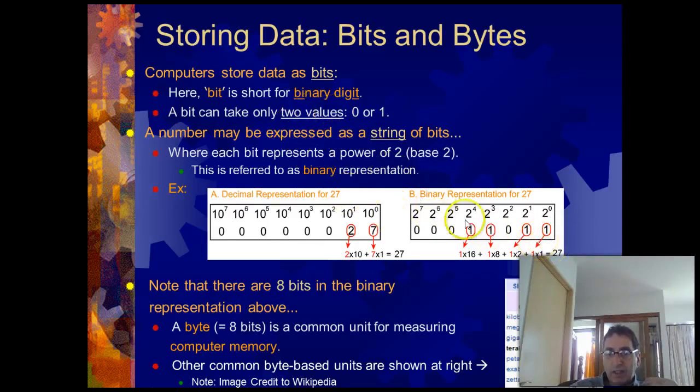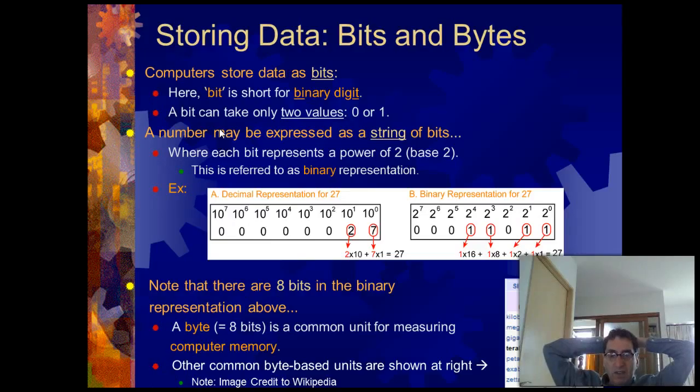Okay, and these are called bits. Something that is expressed as either a 0 or 1 is called a bit. So computers store data as bits. Here, bit is short for binary digit. A bit can take only two values, 0 or 1. So we saw that. This bit can only be 0 or 1, this bit can only be 0 or 1, and so on. A number may be expressed as a string of bits, or just a better word would be a sequence of bits. String makes us think that we're talking about text.